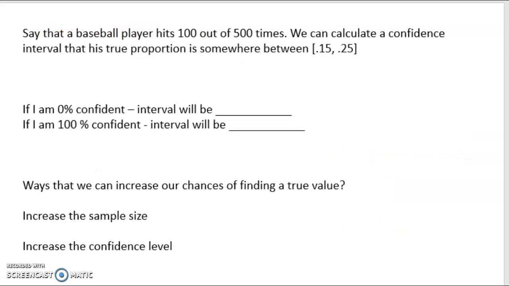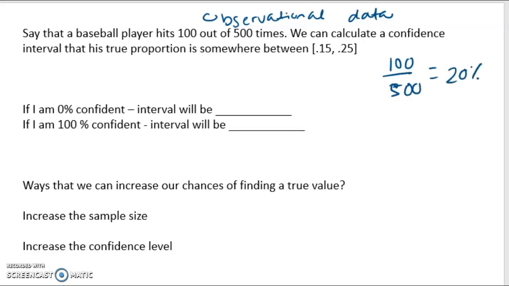So let's say that a baseball player hits 100 out of 500 times. So this right here is a set of observational data. It's something that's collected from a sample. It's not the baseball player's whole population of hits of what he has done in his life and what he could do in his life. It's just one sample. So we can say that we think that he's going to hit 100 out of 500 times, so he's going to hit 20%. But is that necessarily true if we look at one game? So instead, we calculate an interval, and we say that his proportion of hits is somewhere between 0.15 and 0.25. Okay, so I think that it's somewhere between this range.